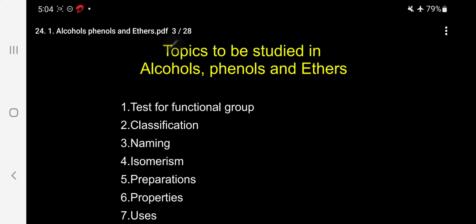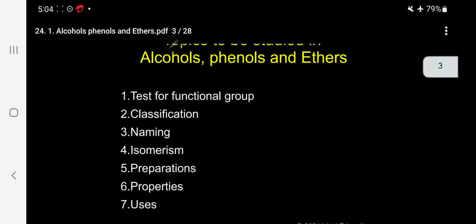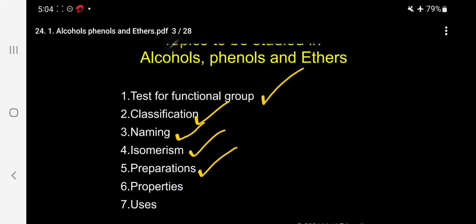So, what are the chapters you have to study? That is, topics you have to study under alcohol, phenol, and ethers. Number one, as usual, I informed you, test for functional group. Number two, classification. Number three, naming, common name, IUPAC name. Isomerism, what isomerism is possible, not possible. Then preparation, specifically under the preparations, laboratory method, commercial method, and name reactions.